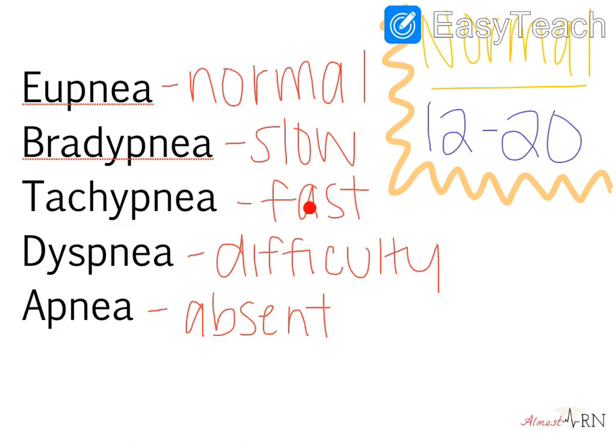Tachypnea is fast breathing, so anything above 20, so 42 breaths per minute, 35 breaths per minute, that would be a tachypneic patient. Dyspnea is difficulty breathing, so are they using accessory muscles when they're breathing? Do they show pain when they're breathing? That would be dyspnea. And apnea is absent breathing, so the best example I have for that is sleep apnea, when you wake up snoring because you stopped breathing for a second. So these are terms describing breathing that you might see in a patient's chart or that a nurse or doctor might describe to you.